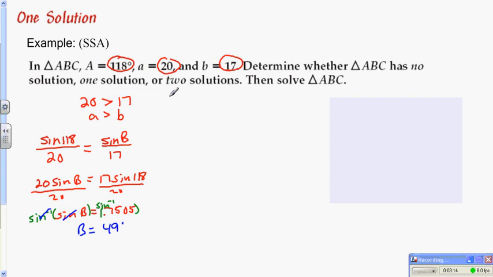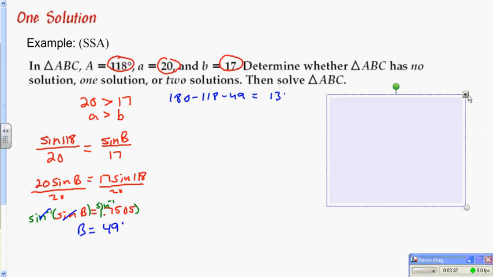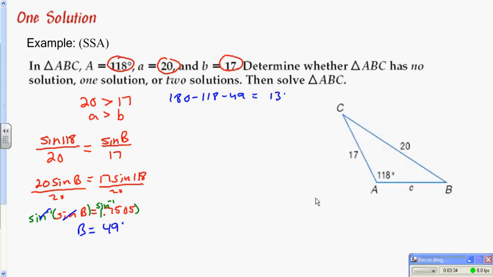And if angle A is 118, I can subtract that from 180. I can subtract B from that remainder, or difference, and we'll be left with 13 degrees. And here's the picture of the information they gave us, if that helps. We don't need a picture.